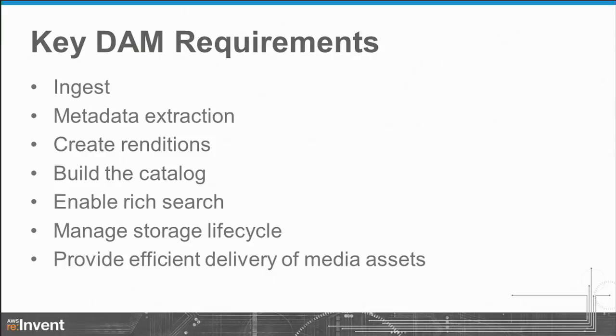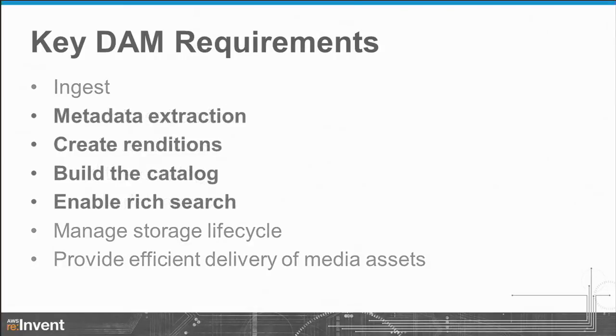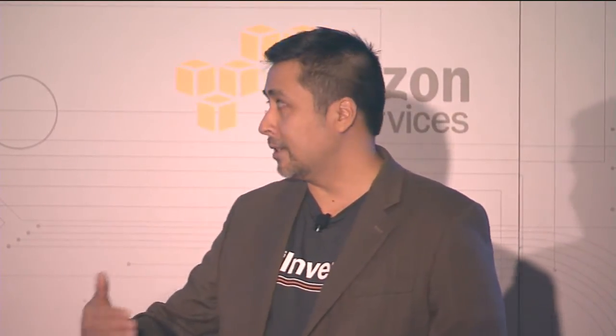So what are some key business or functional requirements that are a part of a typical DAM initiative? We can see here that across the board, there's a number of key features that any comprehensive DAM solution should deliver, from ingest to metadata extraction, pulling out the technical bits of information and user-generated annotations, saving that off to a database or making that discoverable, creating renditions, and renditions have a different context depending on where you're coming from.